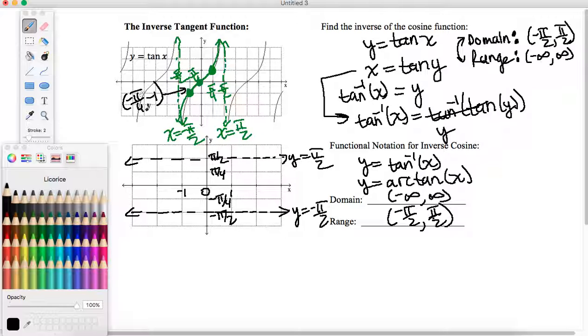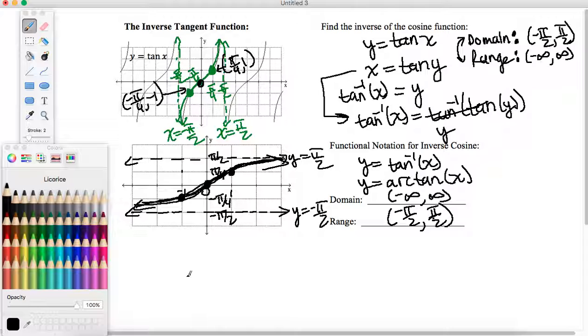My ordered pair, negative pi over 4, negative 1: I go left one, down pi over 4 units. This point is 0, 0, so it stays 0, 0. And the point pi over 4, 1 becomes 1, pi over 4. I'm going to get a graph that looks something like that. It's harder to draw on here, maybe better like that. It's a curve, it's not all the way straight. But you get the picture, and you can see your domain is now all real numbers, and your range is negative pi over 2 to pi over 2.